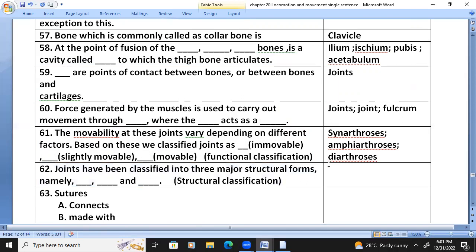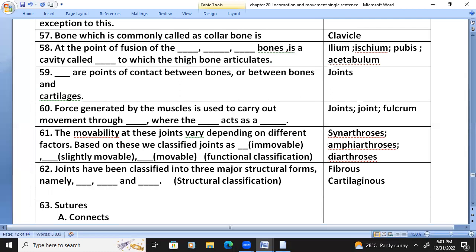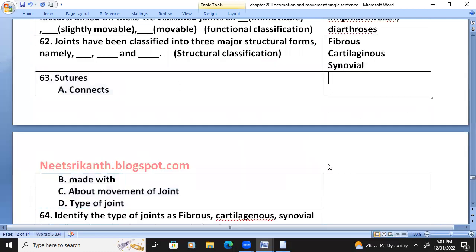Structurally, we classify joints as fibrous joints, which are connected by fibrous connective tissue; cartilaginous joints, which are connected by cartilage; and synovial joints. Sutures connect skull bones. Sutures are made of dense fibrous connective tissue. They are immovable and do not allow any movement.